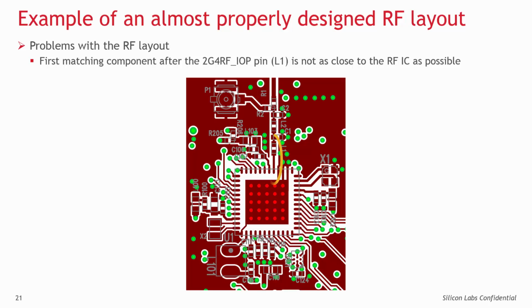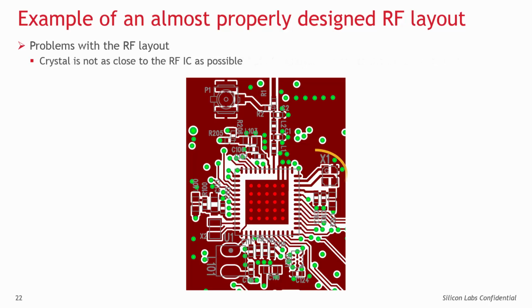First of all, the first matching component, L1, should be placed as close to the 2G4 RF IOP pin as possible in order to reduce the series parasitic inductance, which can detune the output impedance from the optimal 50 ohm. The crystal should be placed as close to the RFIC as possible to ensure that wire parasitic capacitances are kept as low as possible. This will reduce any frequency offsets.